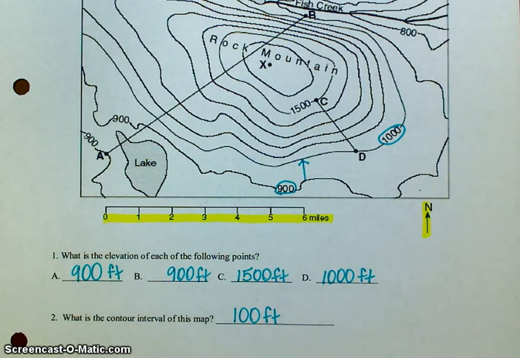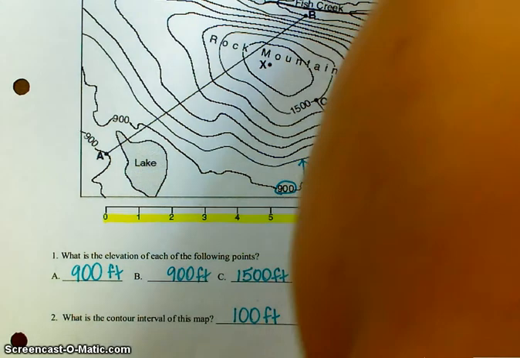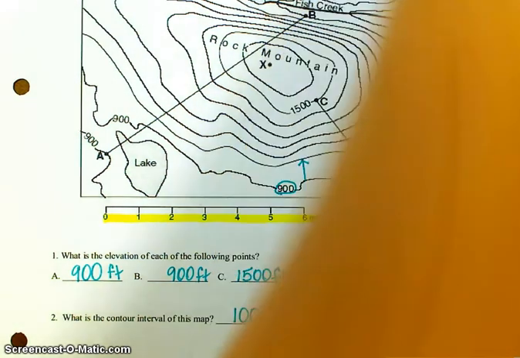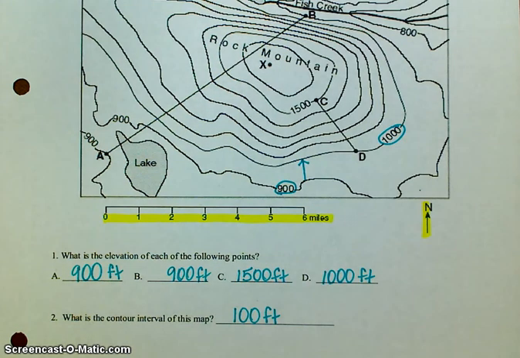On the back, it asks you to calculate the gradient between points C and D and calculate the gradient between points A and B. You may not be familiar with this, but gradient is basically a science equivalent to slope. So you're basically calculating the slope of these two lines, or these two hikes, if you want to put it that way.